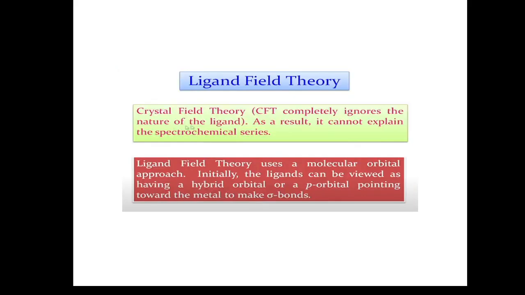this ligand field theory. So ligand field theory basically uses the molecular orbitals. So it uses the MOs, and here the ligand can be viewed as a hybrid orbital, like a p orbital pointing towards the metal to make a sigma bond. So I will briefly go through how we consider each and everything.